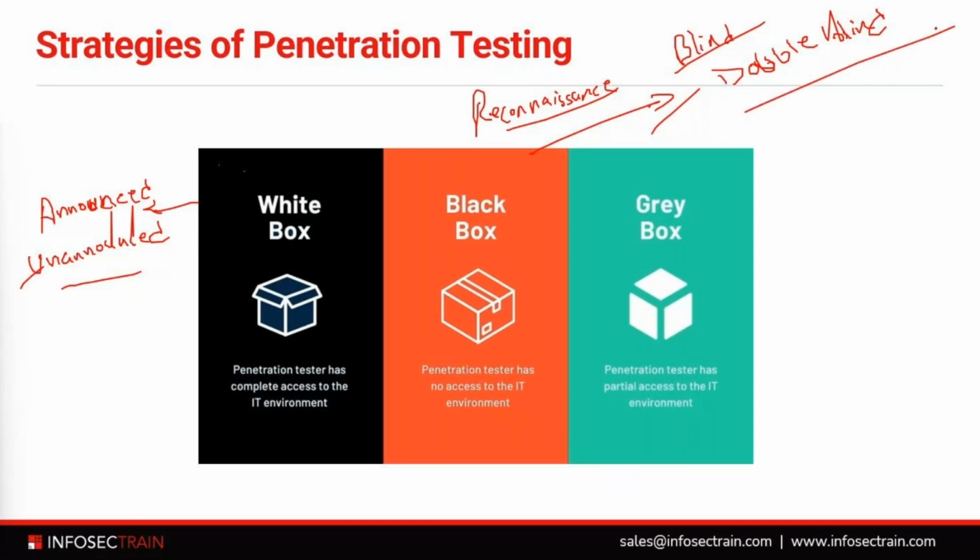Double blind means few people in the organization are aware of the penetration test being conducted, and it involves testing an organization's security monitoring, incident identification, and response procedures, right? That is double blind. So these are the strategies of penetration testing.